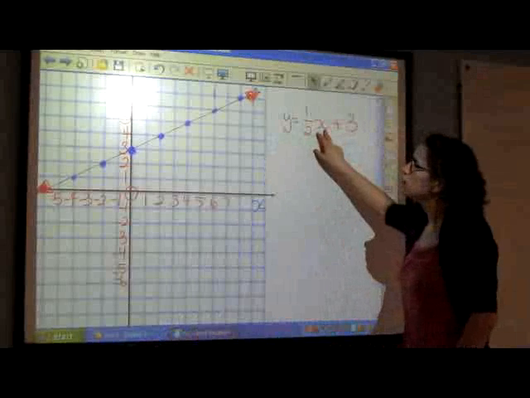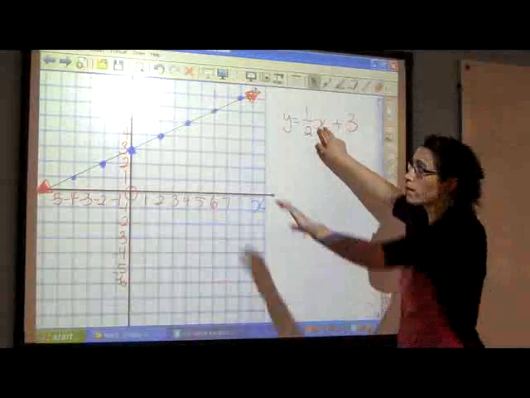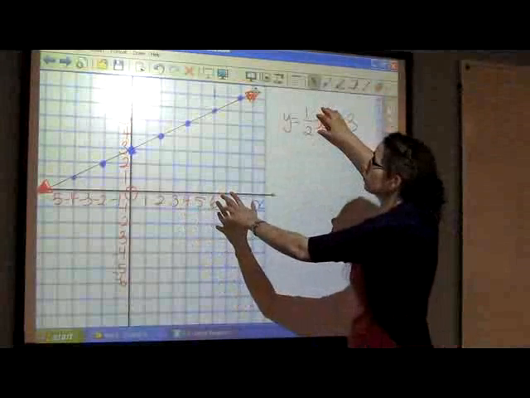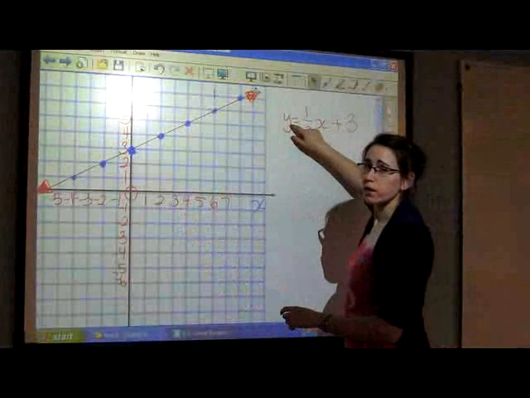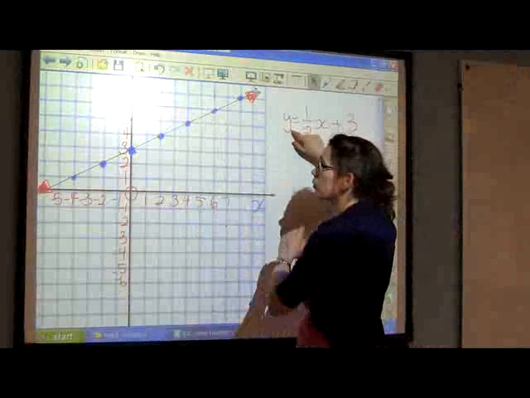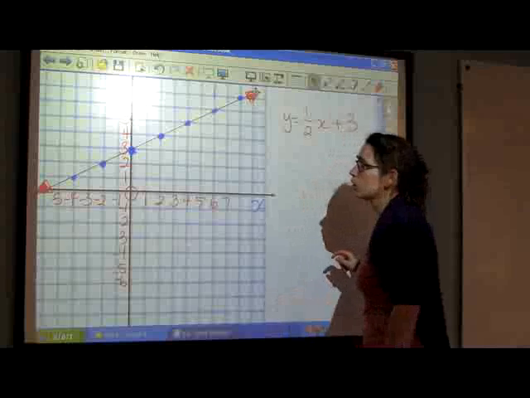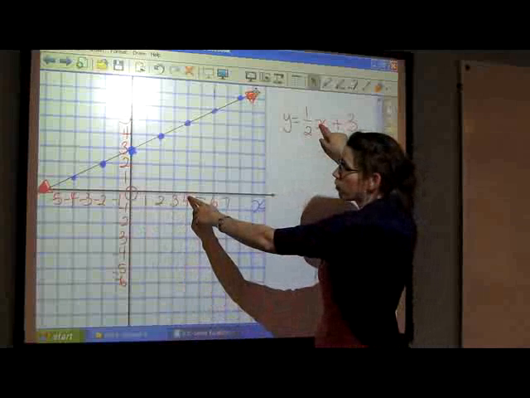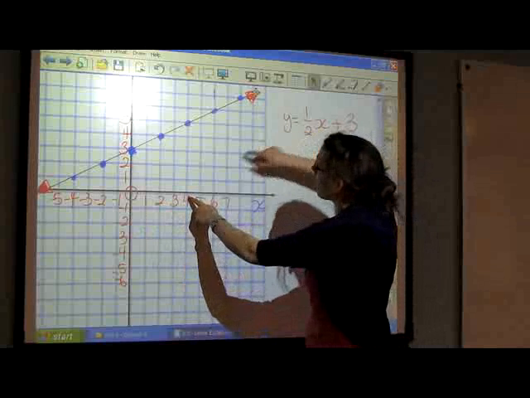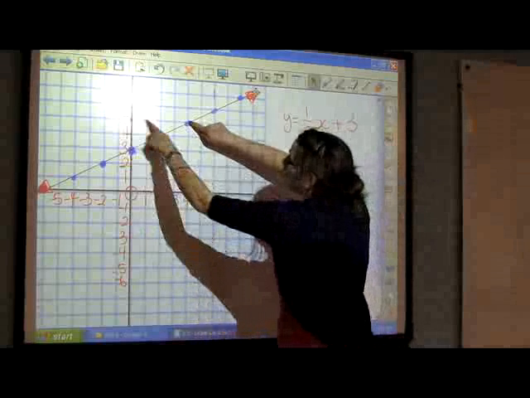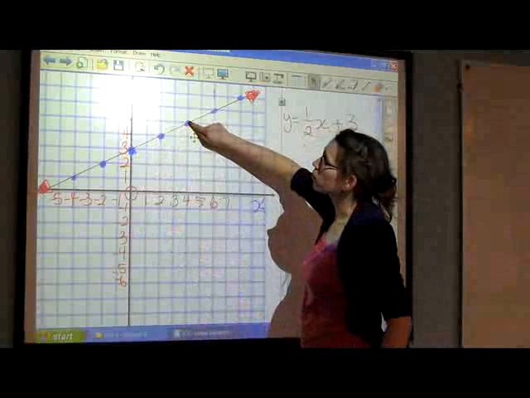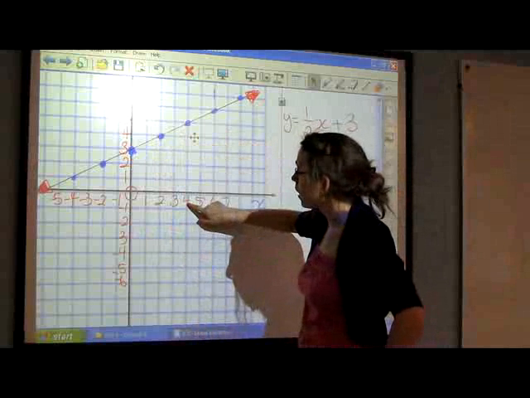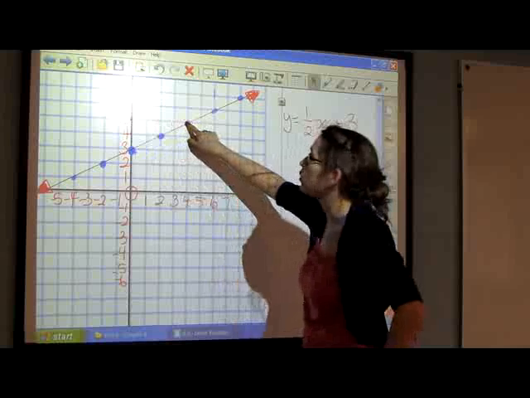This x is telling me if I choose a value for x, so whatever that x value is, I plug that into this equation. The y over here tells me what the y value is that matches that x. So for example, if I choose an x value of 4, I would plug a 4 into this equation. And the y value that I would expect to get would be the matching y value that falls on this line. So let's see if that works. If I plug in an x value of 4, does my y value work out to be a 5?